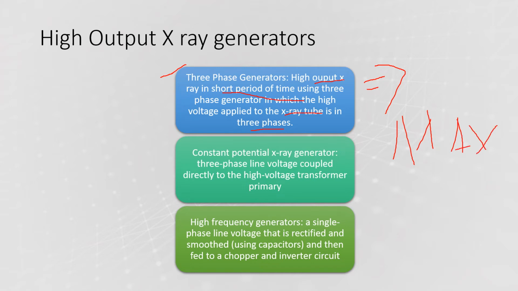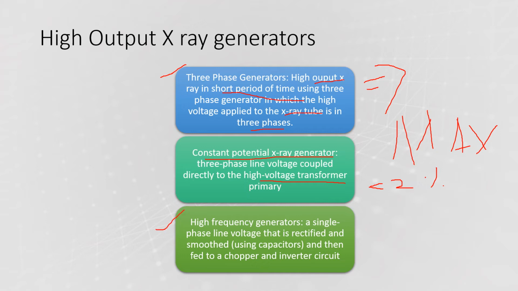Now coming to the second part, that is the constant potential X-ray generator. Now this three-phase line voltage is coupled directly to a high voltage transformer. Okay, now it is regulated by rectifiers, capacitors and triode valves. So what happens is that the ripple is less than 2%. Okay, now coming to the third one, that is the high frequency generator.